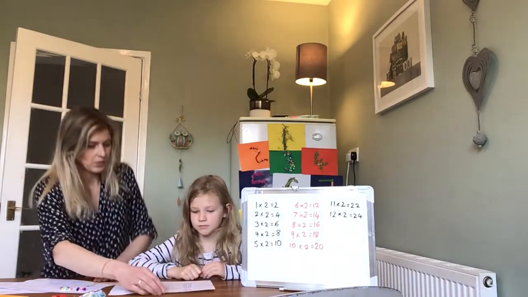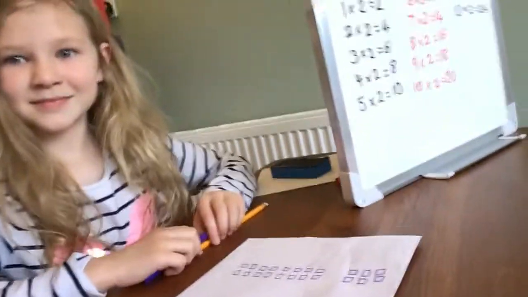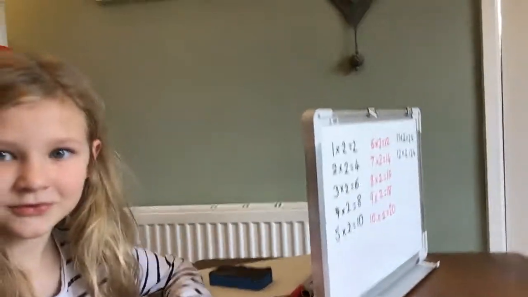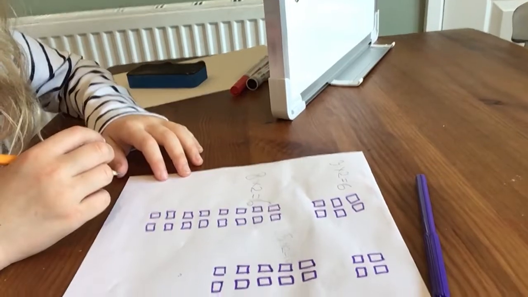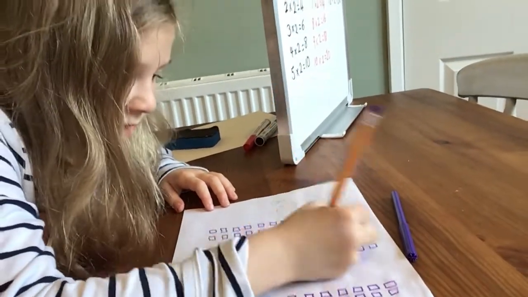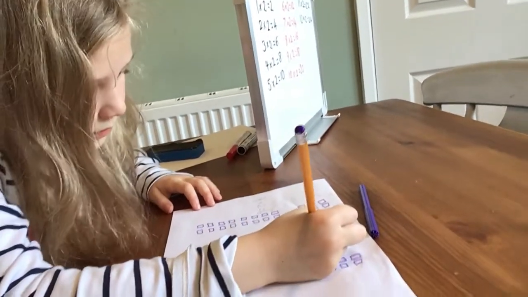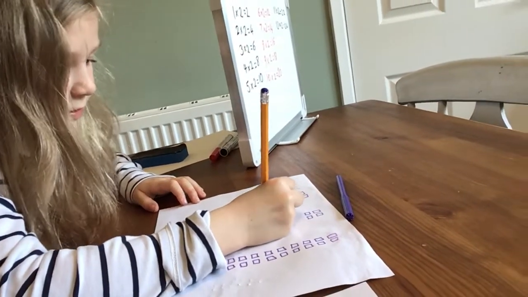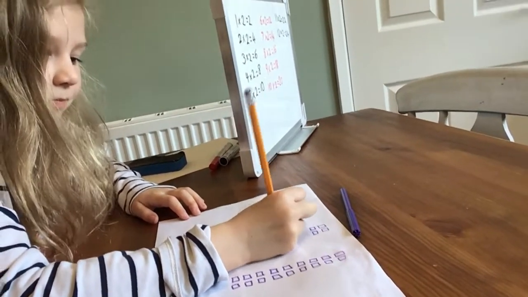So here Tabitha has got some pictures of arrays. So Tabitha, what I would like you to do now is to answer the middle one. 5. So there's 5 rows. What's the times table we're doing? 2. Equals... 5 2s are 10. Good girl.